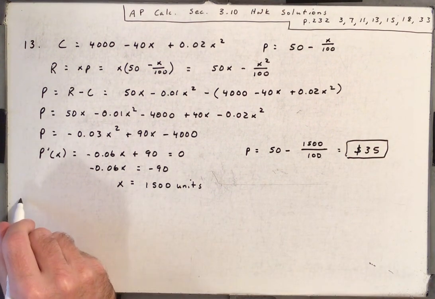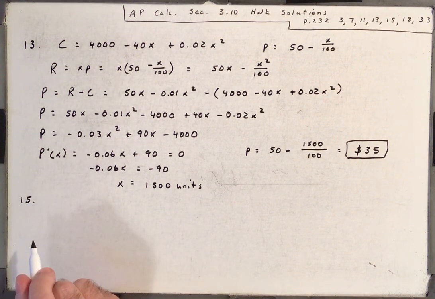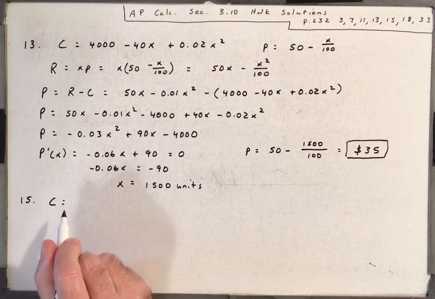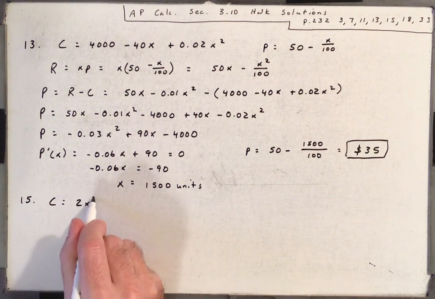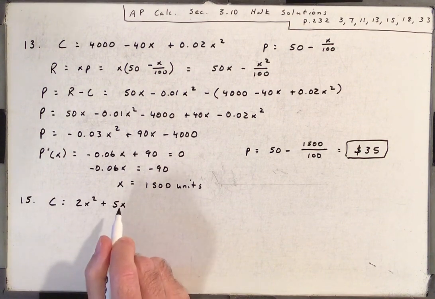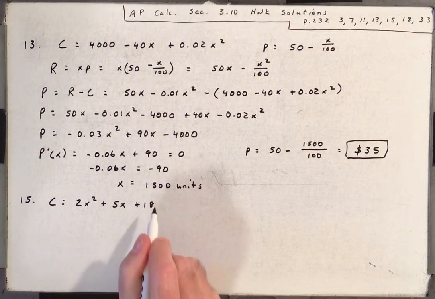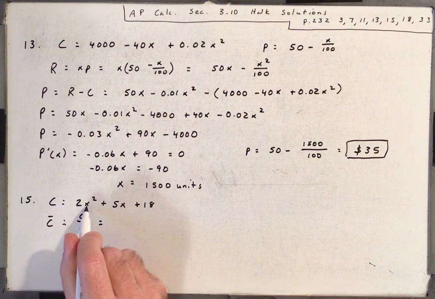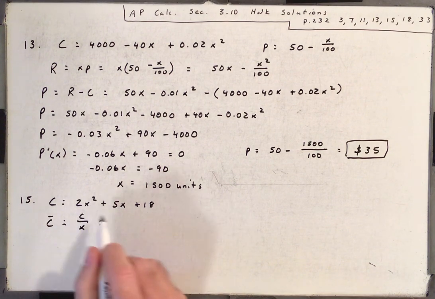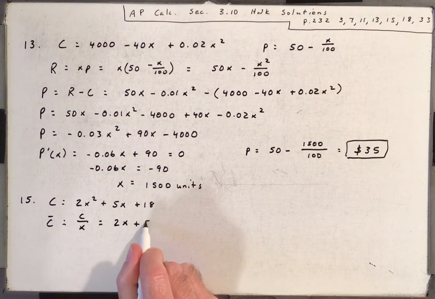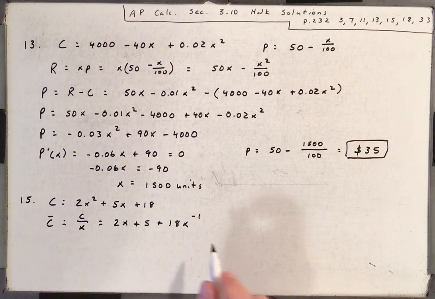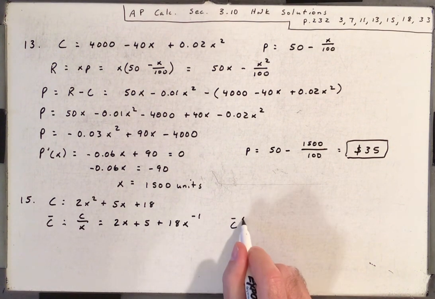All right, let's see if we can fit number 15 in this space here. So 15, we want to use the cost function to find the value where average cost is a minimum. So we have cost is 2x squared plus 5x plus 18. C bar then would be C over x. So if we divide x into each of these terms, I would have 2x plus 5 plus 18x to the minus 1. So I want to take the derivative of that, c bar prime.